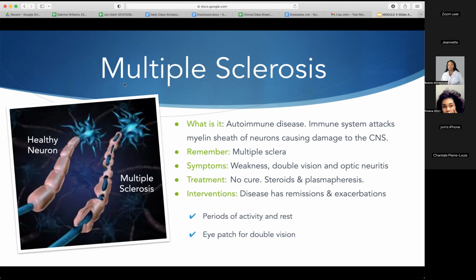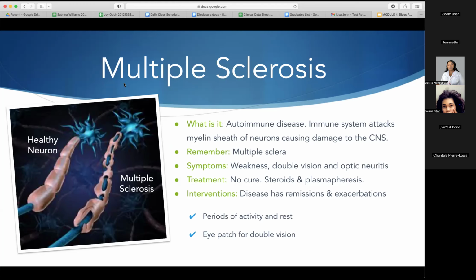And in multiple sclerosis, it's specifically the myelin sheath. It causes damage to the central nervous system. Yes, Mr. Isaac? I say sclerosis, there's a scar. You can see it on the axon. Very good. It impairs the neuron's ability to transmit messages, and it wreaks havoc on the central nervous system. Remember when we first started talking about neuro, we said the central nervous system is the brain and the spinal cord.